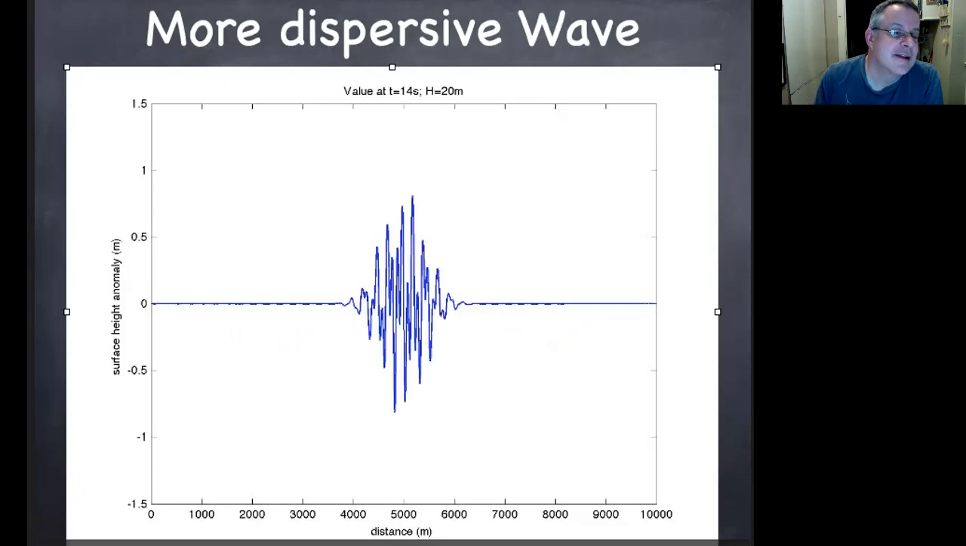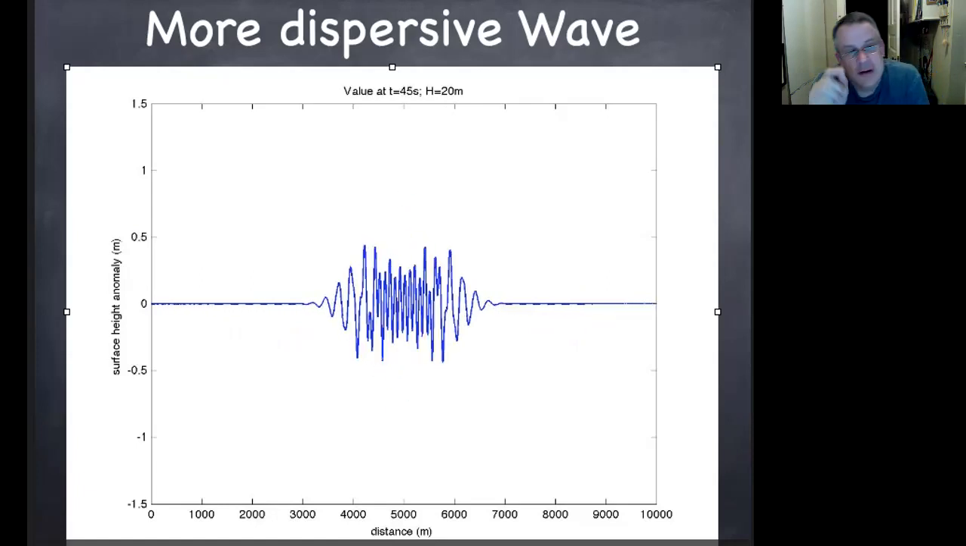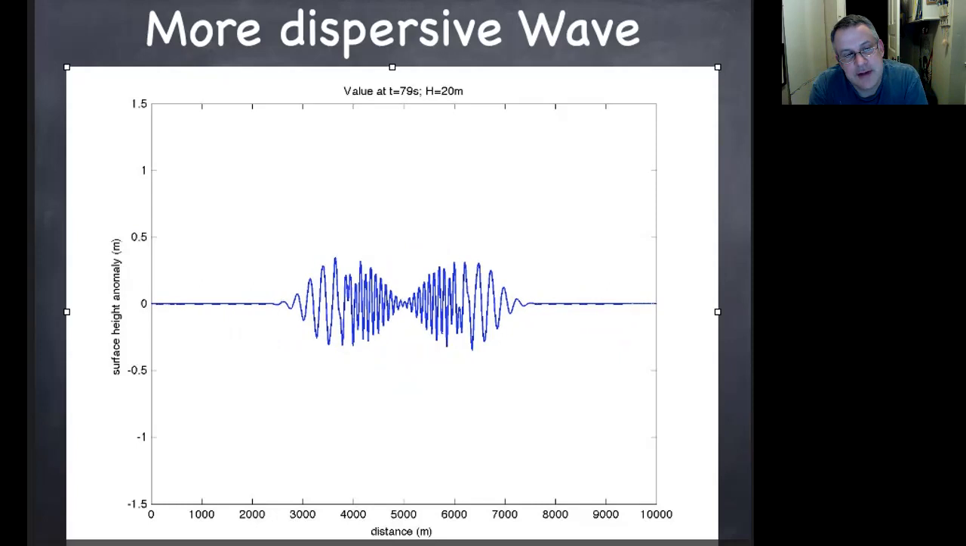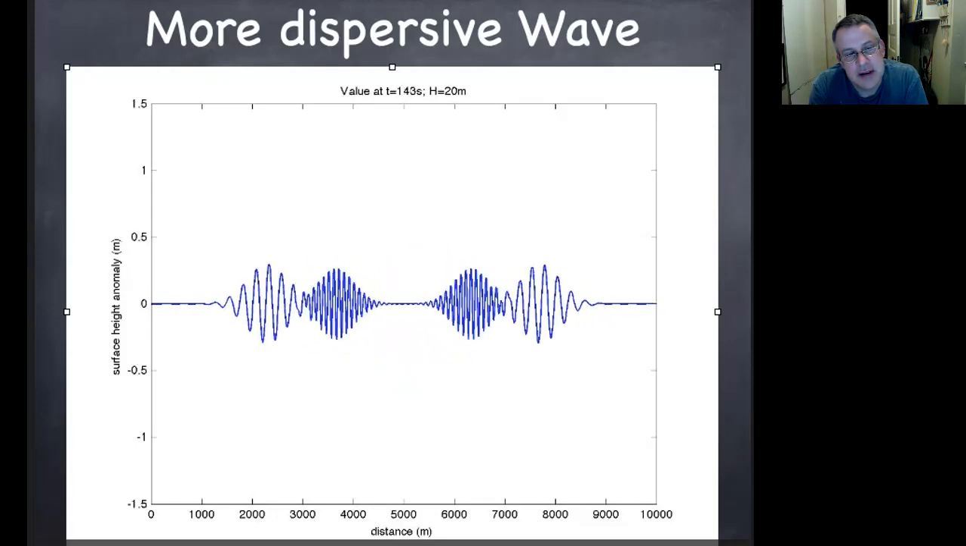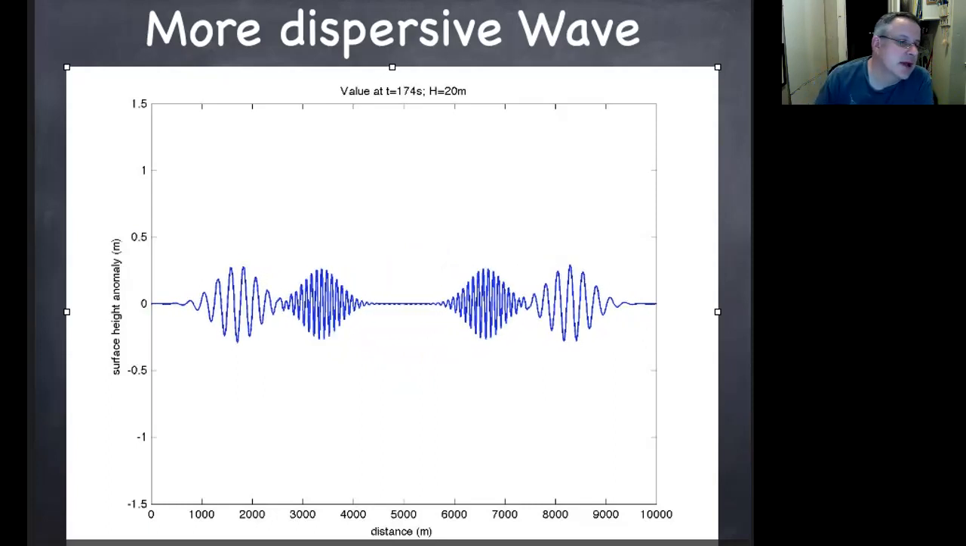Okay, so take another look at this video. Long waves are getting out front, short waves are staying in the back. Phase speed is faster than the group velocity. It's overtaking. Cool. I think we got it.